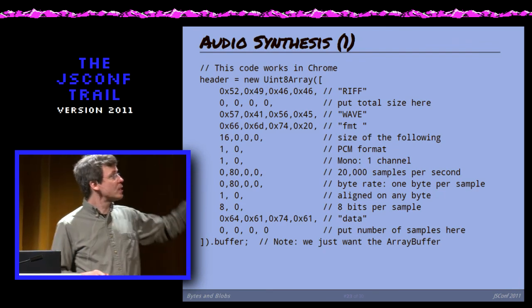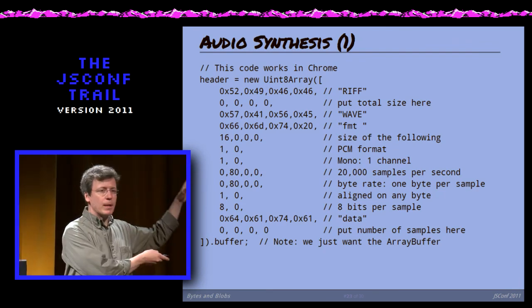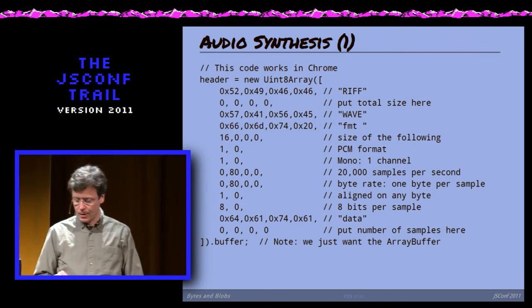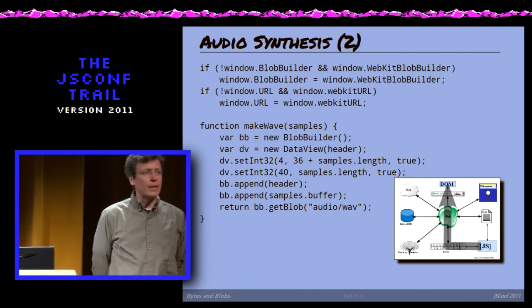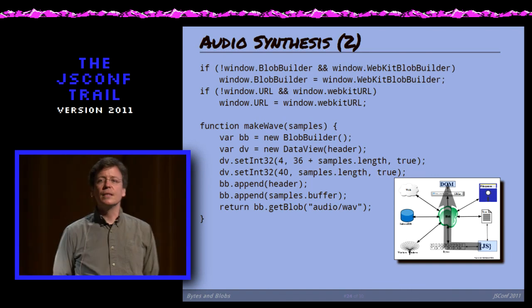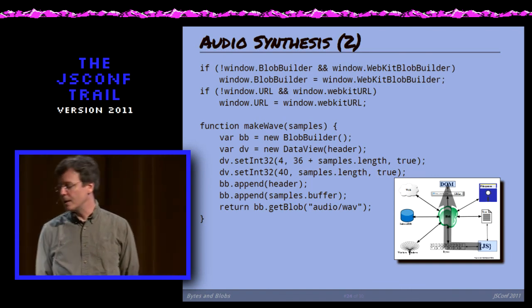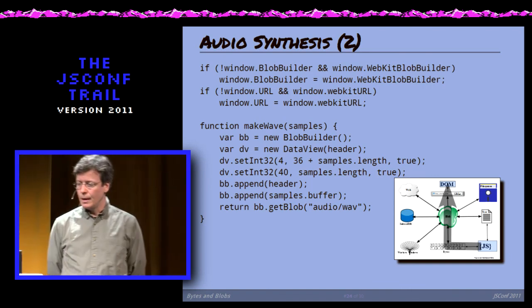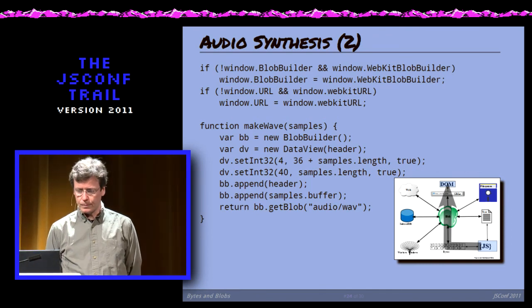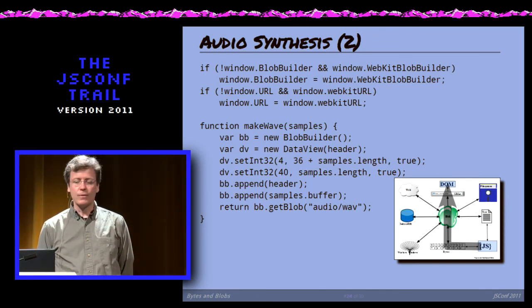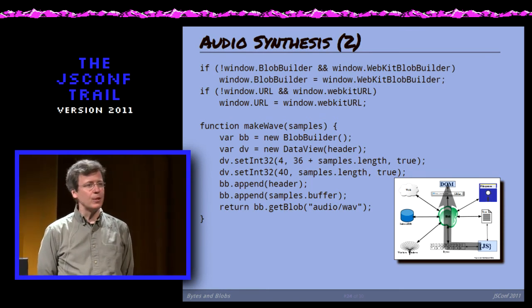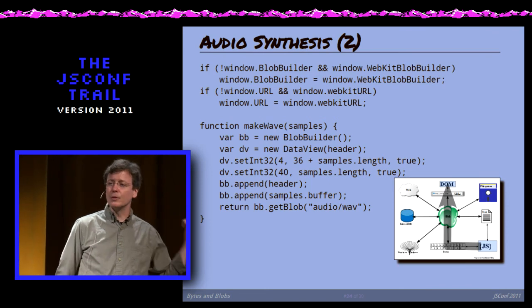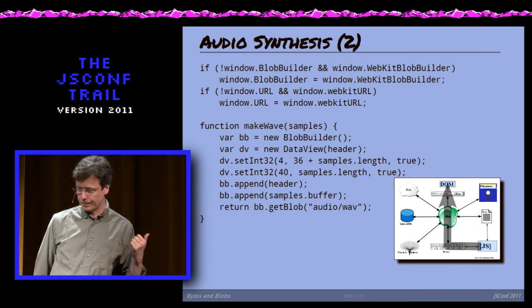So here, on this first slide of audio synthesis, we just create this big old array buffer that holds the header of the WAV file we want to generate. Now, I've got some code up here at the top of the slide that just deals with prefixes for BlobBuilder and the URL thing. Then a function makeWave: you pass it an array buffer of samples. It creates a BlobBuilder. It creates a DataView wrapper around that header object that we created on the last slide.